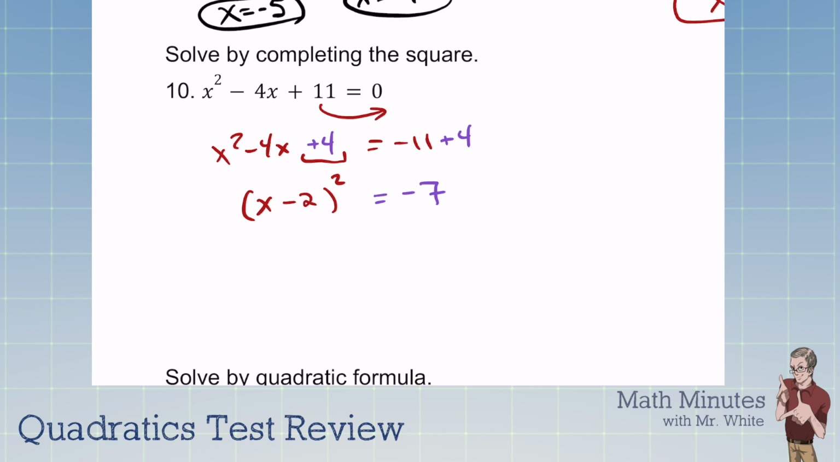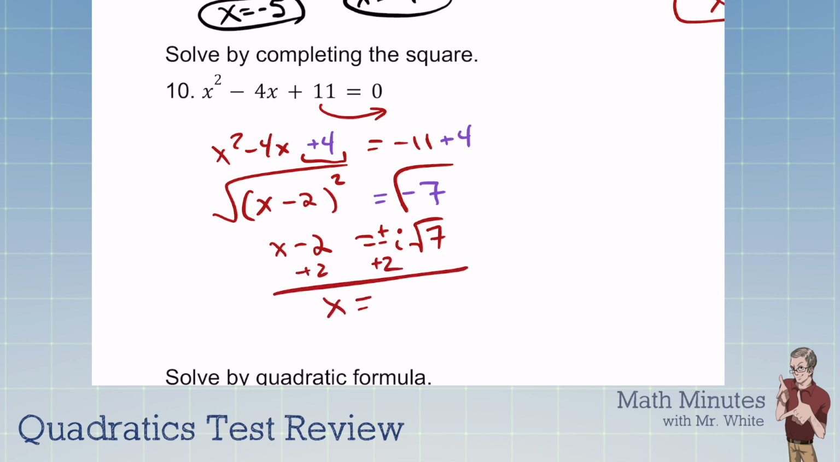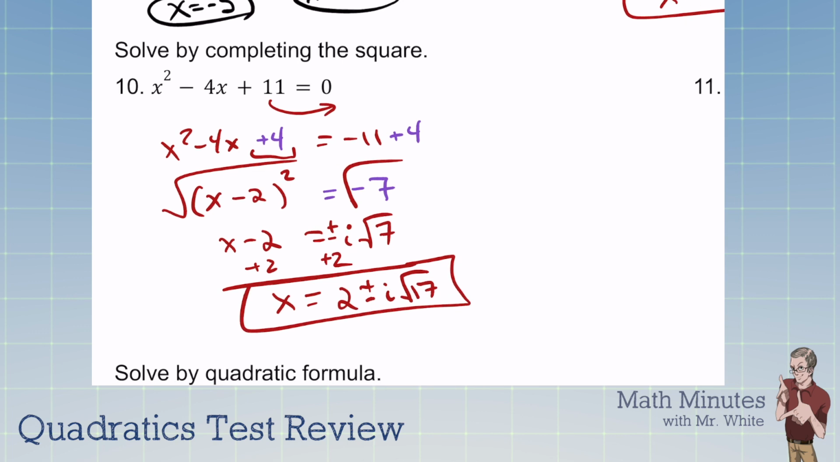I'm then going to square root both sides. I square root both sides, I get x minus 2, and we can't take a square root of a negative, so we introduce that i, imaginary number here, so we have i radical 7, and because we square rooted both sides, we do get two answers. We then add 2 on both sides, and our answer is what we call a complex number. It has a real part and an imaginary part, and there's the two complex solutions, and we found that by completing the square.